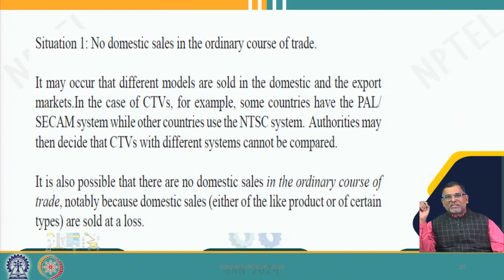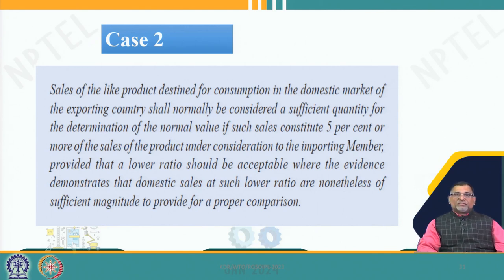So, one case we talked about is if there are no domestic sales in the ordinary course of trade, and in certain cases the unit is completely export oriented. Sometimes there are no sales of the same product in the domestic market; in that case you can take into consideration a like product or certain types of products sold in the domestic market. In certain cases, sales of a like product destined for consumption in the domestic market of the exporting country shall normally be considered a sufficient quantity for the determination of normal value. Sufficient quantity means a quantity constituting 5% or more of the sales of the product under consideration to the importing member. A lower ratio should be acceptable where the evidence demonstrates that domestic sales at such a ratio are nonetheless of sufficient magnitude to provide a proper comparison.